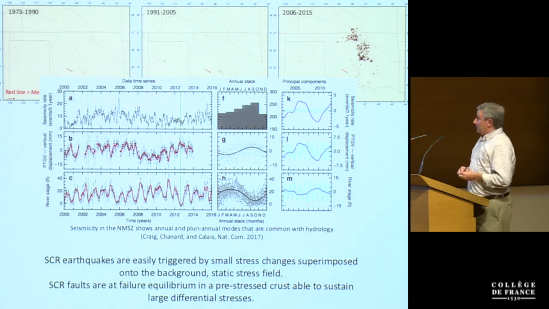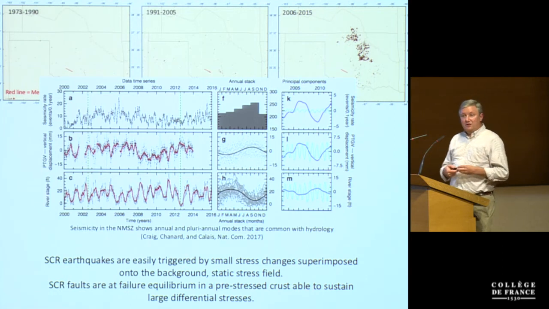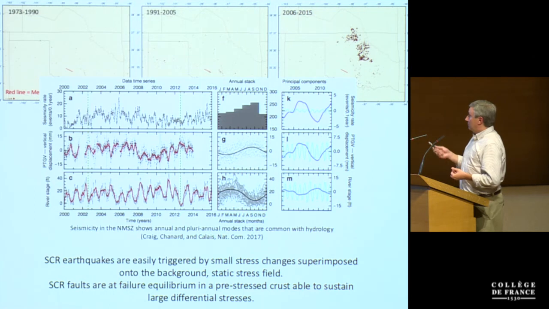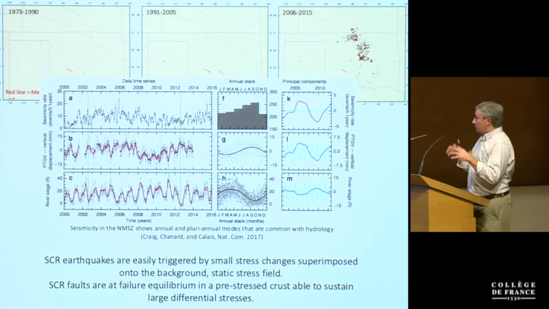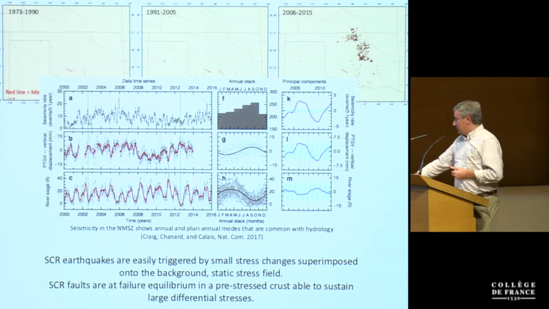The second point here is that this is telling us that faults in stable continental interiors, at least the ones that are well oriented in the current stress field, are at failure equilibrium in this pre-stressed crust that is, however, able to sustain large differential stresses.